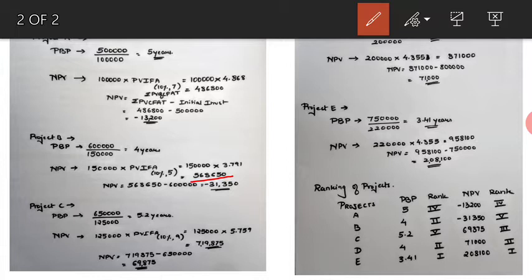So how do we calculate NPV? Again, going back to the formula, it is summation of present values of cash flows after tax, which is 5,68,650 minus initial investment.